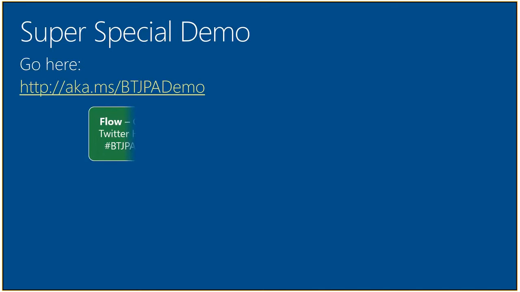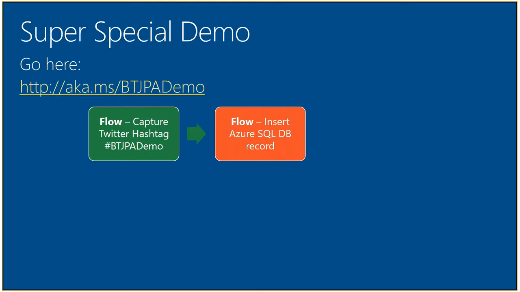So first things first, we happen to have a Microsoft Flow that is capturing anything on Twitter that has the hashtag BTJPA demo. So if we pick up on those items, what are we going to do next? Well, we're going to take them, and the next step of the flow is actually going to insert those into an Azure SQL database. This database I have pre-provisioned.